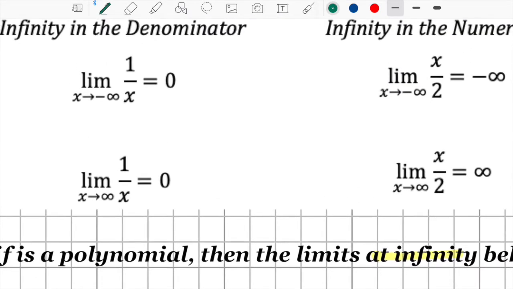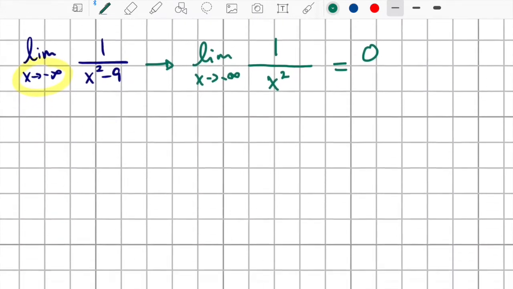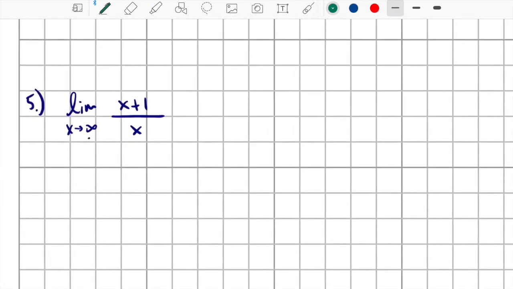Comes from here. Infinity in the denominator. Let's do another one. Again, x is approaching infinity, so we want to rewrite it. Let's simplify it. So, limit as x approaches infinity.